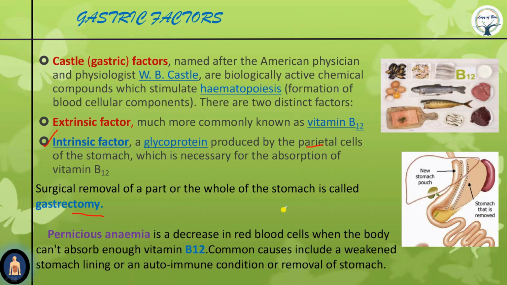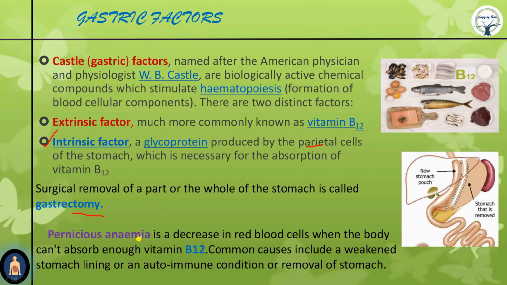Now if the stomach is cut, then a condition known as pernicious anemia occurs. Pernicious anemia is a condition in which our body does not have enough red blood cells in our blood. This is because our body cannot absorb enough vitamin B12 for erythropoiesis. If the stomach is removed, then Castle intrinsic factor will not be formed. If Castle intrinsic factor is not formed, then absorption of vitamin B12 will not take place.